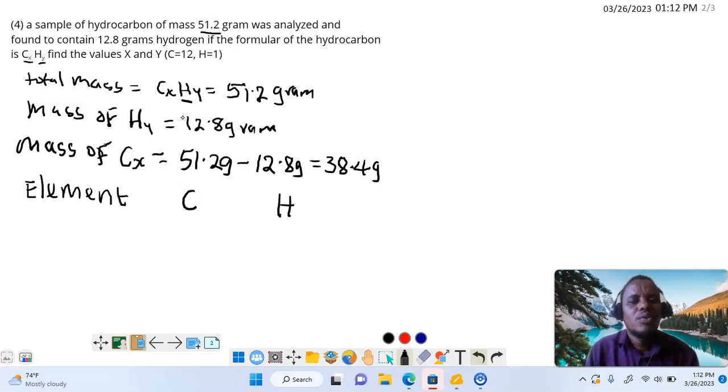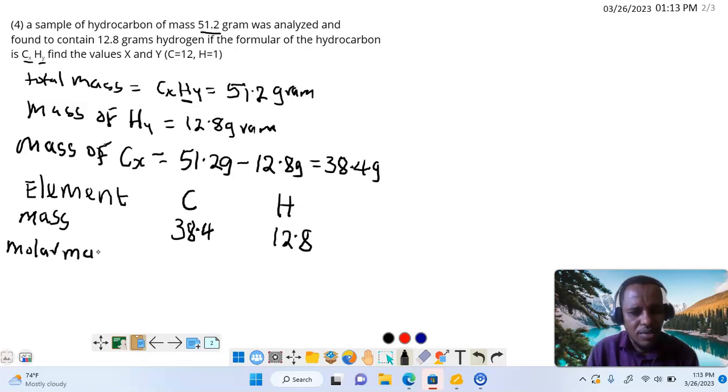What we are finding is the value of x and y, which is the mole ratio of the hydrocarbon. C, which is carbon, and hydrogen, these are the elements. We have the mass of the elements, we don't have percentage mass this time. The mass of the carbon we have obtained right now is 38.4, and that of hydrogen they have given us is 12.8 gram. We need again the molar mass. The molar mass of carbon is 12, and that of hydrogen is 1.